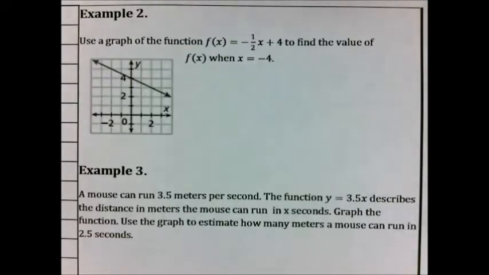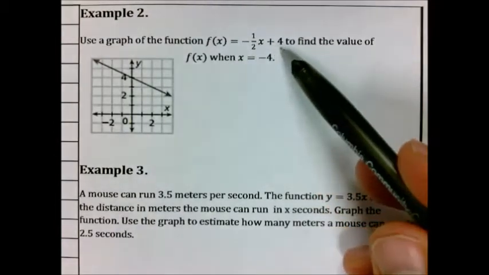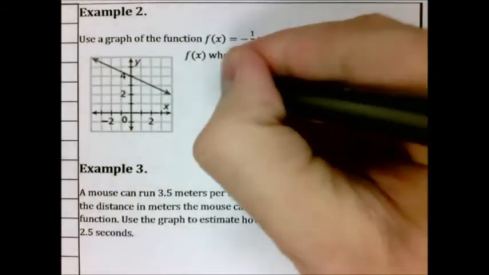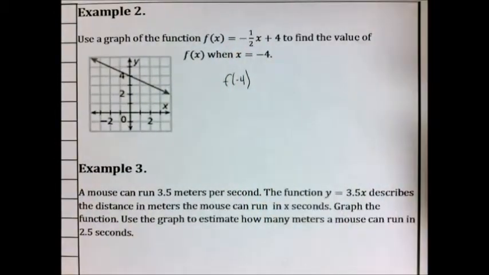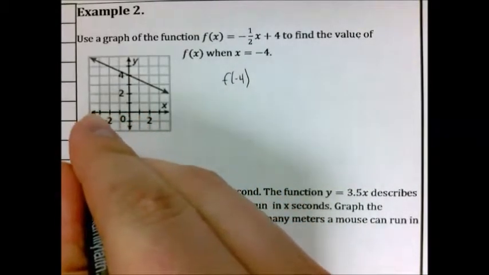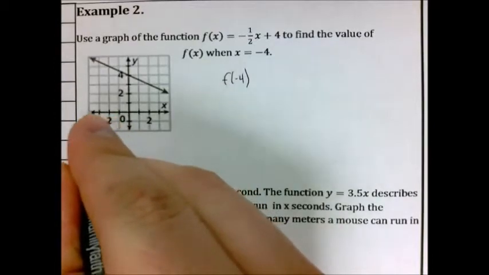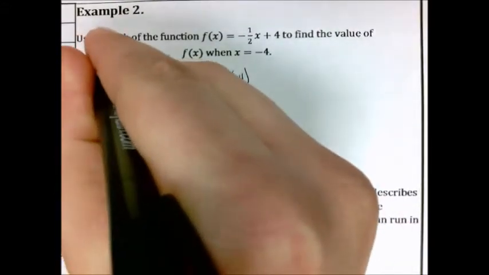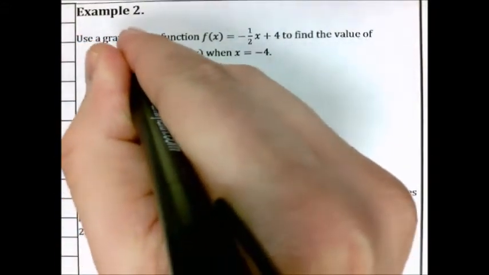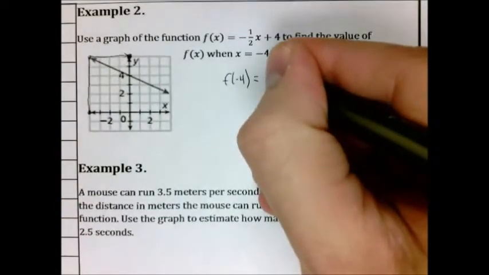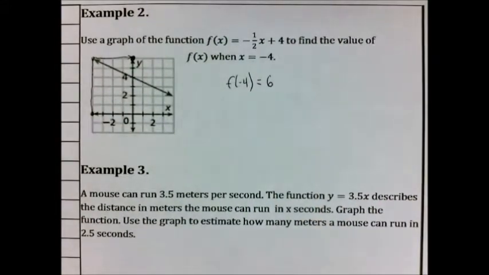Okay, example 2 says use this graph here of the function f of x equals negative 1/2 x plus 4 to find the value of f of x when x is negative 4. So all we're trying to do is evaluate, using this graph, when x is negative 4, what is the value of y? So we go over to x negative 4, which is right here: negative 1, negative 2, negative 3, negative 4. And we can see it meets the line at this point, and y at that point is here. So 1, 2, 3, 4, 5, 6. So f of negative 4 would just be a positive 6.